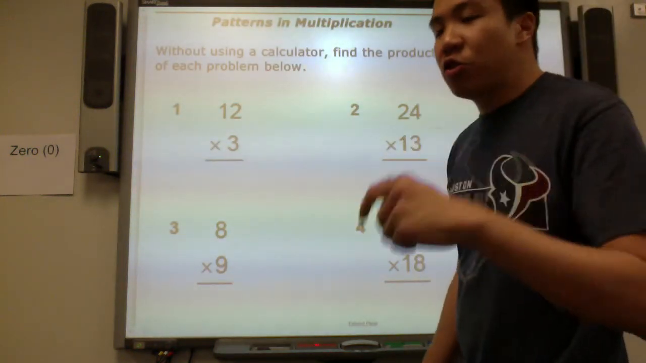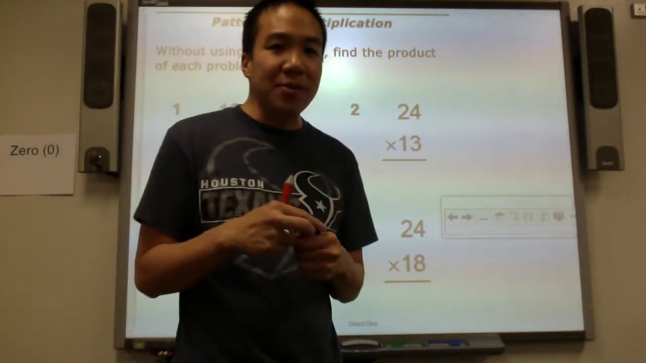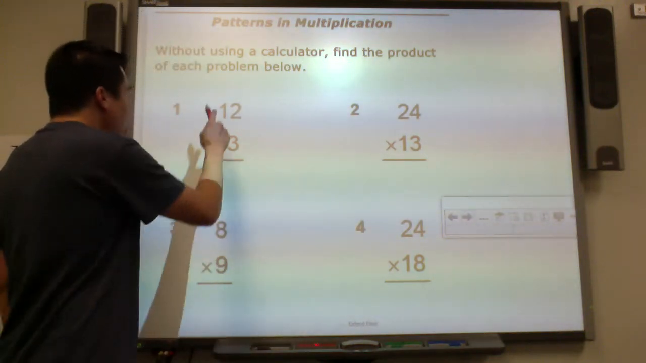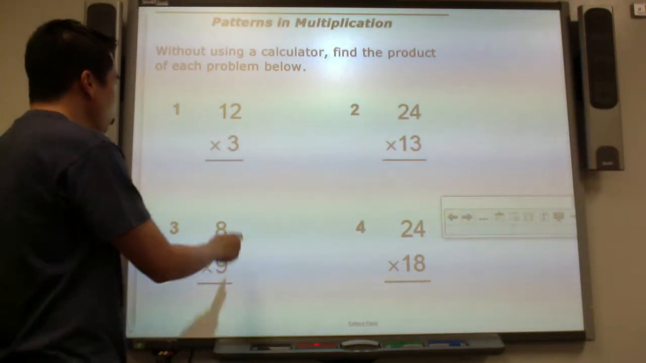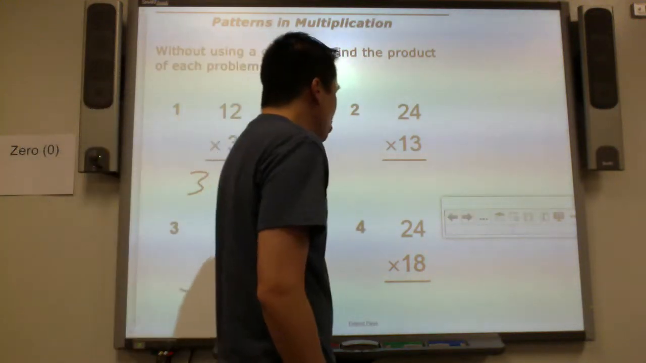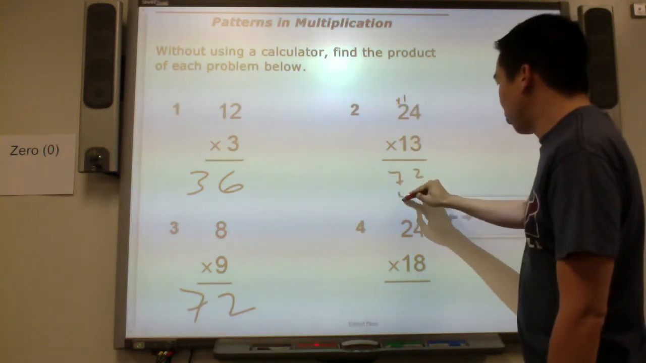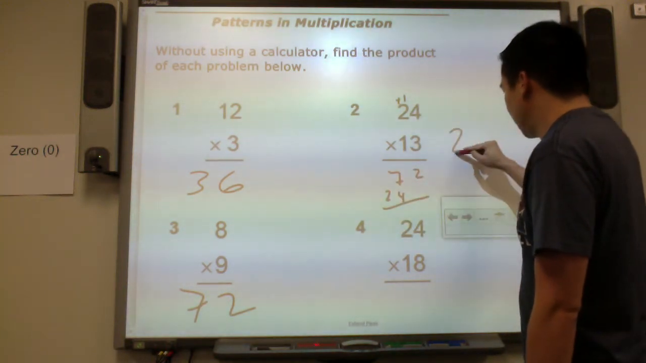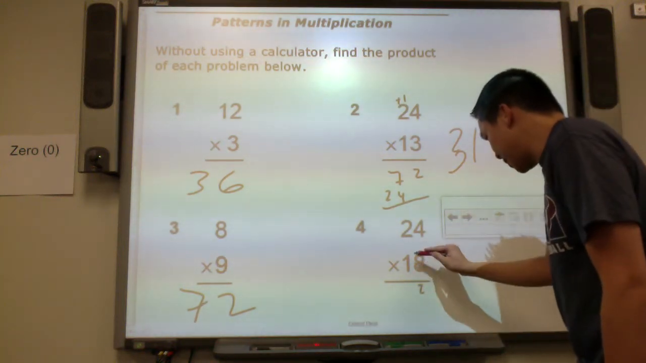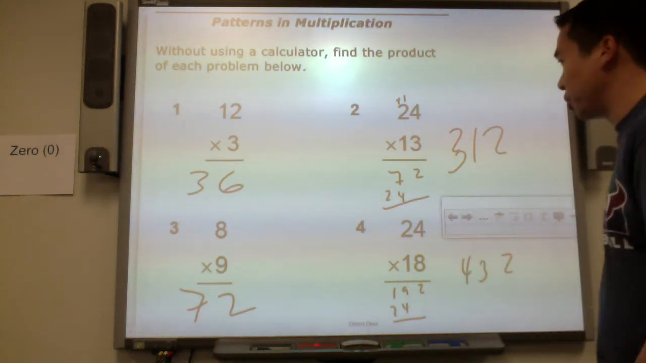So you know what? We're going to do now the true investigation of it. I'm hoping you're getting a little grasp of this. But if not, I would just tell you directly what the rule is. Without using a calculator, answer each one. 12 times 3 is 36. 8 times 9 is 72. What is 24 times 13? That's 12, carry the 1. 6 plus 1 is 7. So it's 312. 24 times 18 is 432.